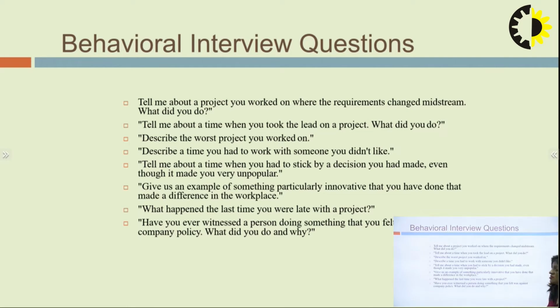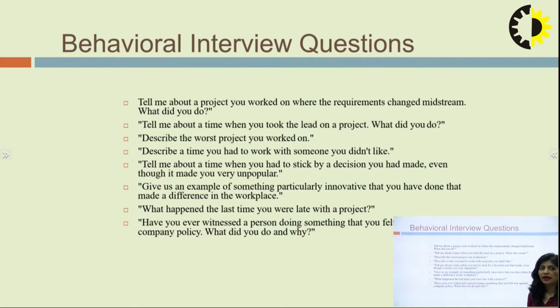So these are questions which are asked to actually judge how he reacted and how he responded when he faced certain set of circumstances. Tell me about a project you worked on where the requirements changed midstream. What did you do? Tell me about a time when you took the lead on a project. What did you do? Describe the worst project you worked on.